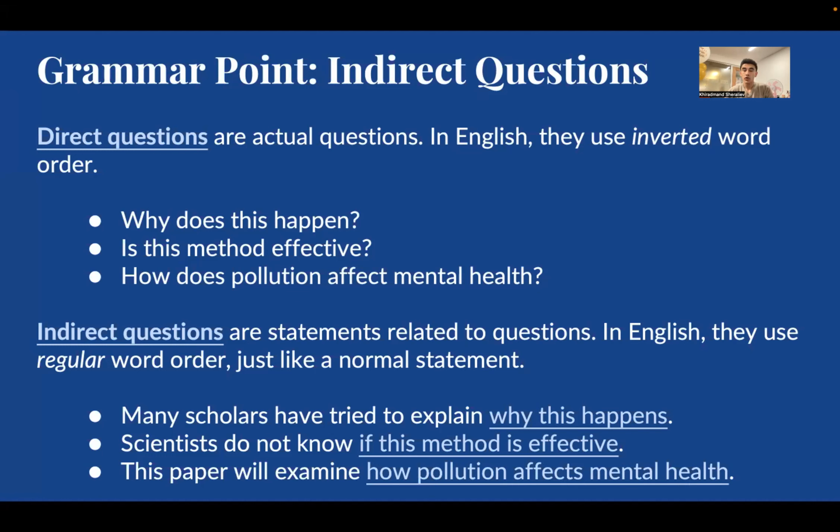Or how does this pollution affect mental health? So that's a direct question. When it comes to an indirect question, it sounds like this: this paper will examine how pollution affects mental health. So that's a grammar point that you need to take into account. Okay, so this being said, now we move on to the next part of the presentation, which is reviewing the literature review sample, right?